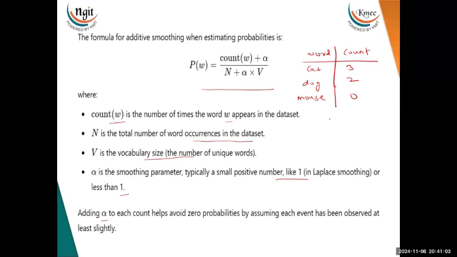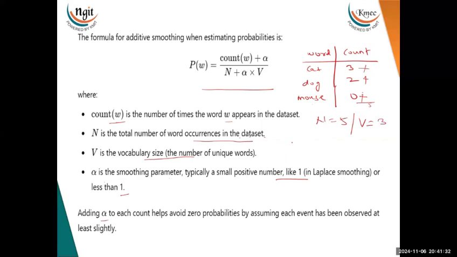Now the value of N would be 5. What is N? N is the total number of word occurrences in the dataset. There are 3 cats, 2 dogs, and 0 mouse. Adding these, the total is 5. That is our N. Next, we have V, the size of the vocabulary. How many unique words exist in the database? Mouse is 1, dog is 1, cat is 1, so there are a total of 3.